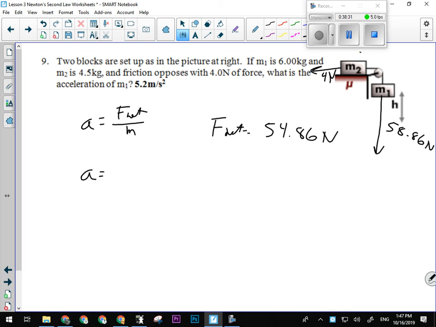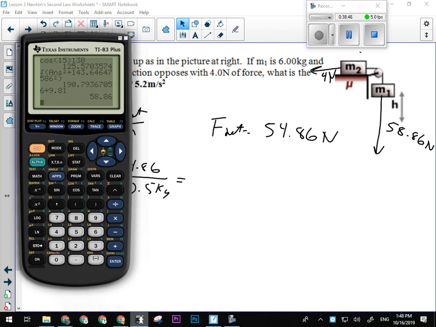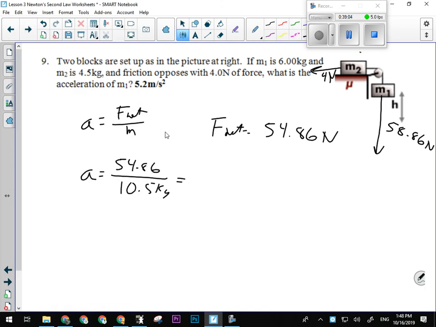Okay, so now we can calculate the acceleration, 54.86 newtons divided by the combined mass of the system, which is 10.5 kilograms. Yeah, 10.5. Okay, so 54.86 divided by 10.5 is 5.2 meters per second squared, but it asks for the acceleration of mass 1, which is downwards. I have to put down on there. It's not on my answer here on the key, but it should be, okay, down.